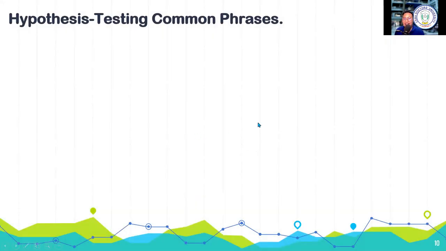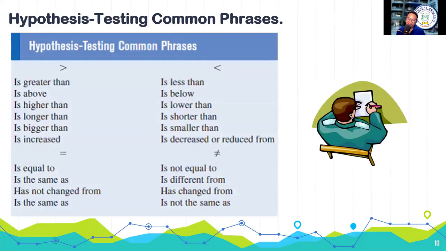These are the common phrases, maybe context clues, that would help you determine if you're going to use not equal to, less than, or greater than for your alternative hypothesis. I hope those statements would help you guys. You can take a screenshot of this. Anyway, this is recorded, so you can always revisit this.